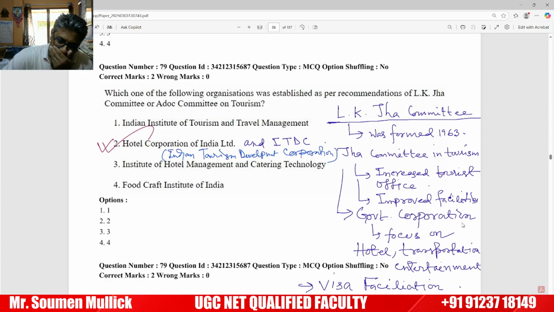L.K. Jha Committee was formed in 1963. This is very important. The Jha Committee in Tourism provided suggestions: increase the tourist stoppage, improve facilities. Next, government operation. Number focus area: hotels, transportation, entertainment, and visa facilities. So the correct option: Hotel Corporation of India Limited and ITDC, Indian Tourism Development Corporation.